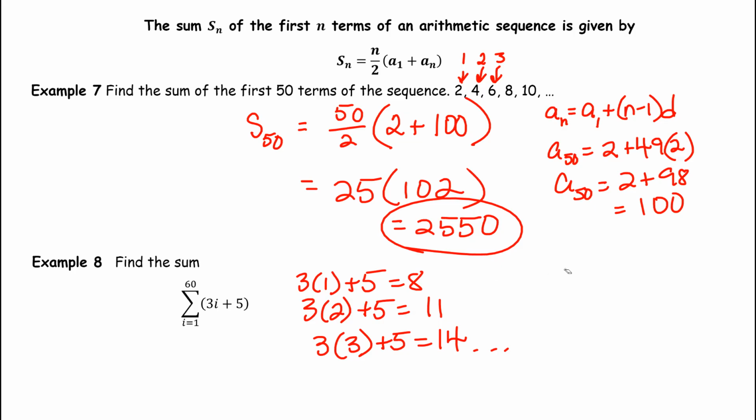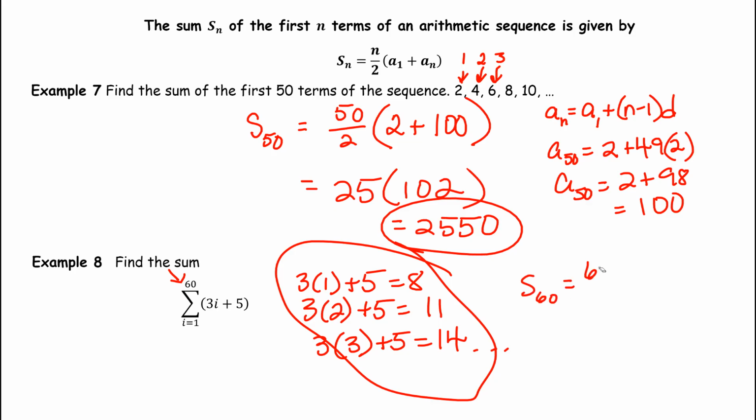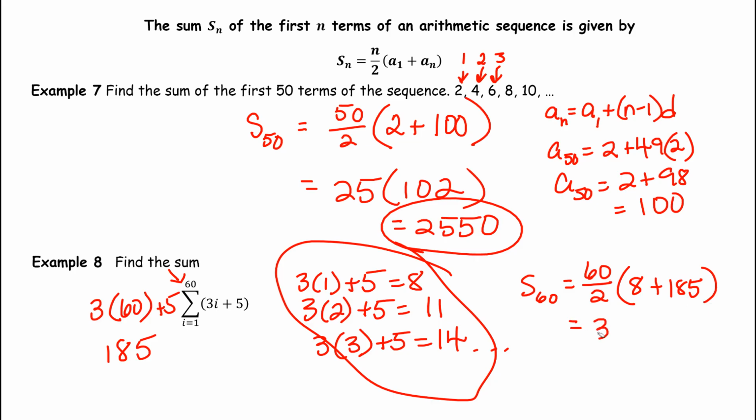So the 60th partial sum, if I want to add up the first 60 terms of this sequence right here, I know how to do it now. S sub 60 is equal to 60 over 2 times the first term, which is 8, plus the nth term. And since n is 60, 60th term is the last term of this sequence that I'm going to add up. I know that it is just 3 times 60 plus 5, which is 185. So that goes here. And that is going to be 30 times 193, which is 5,790.